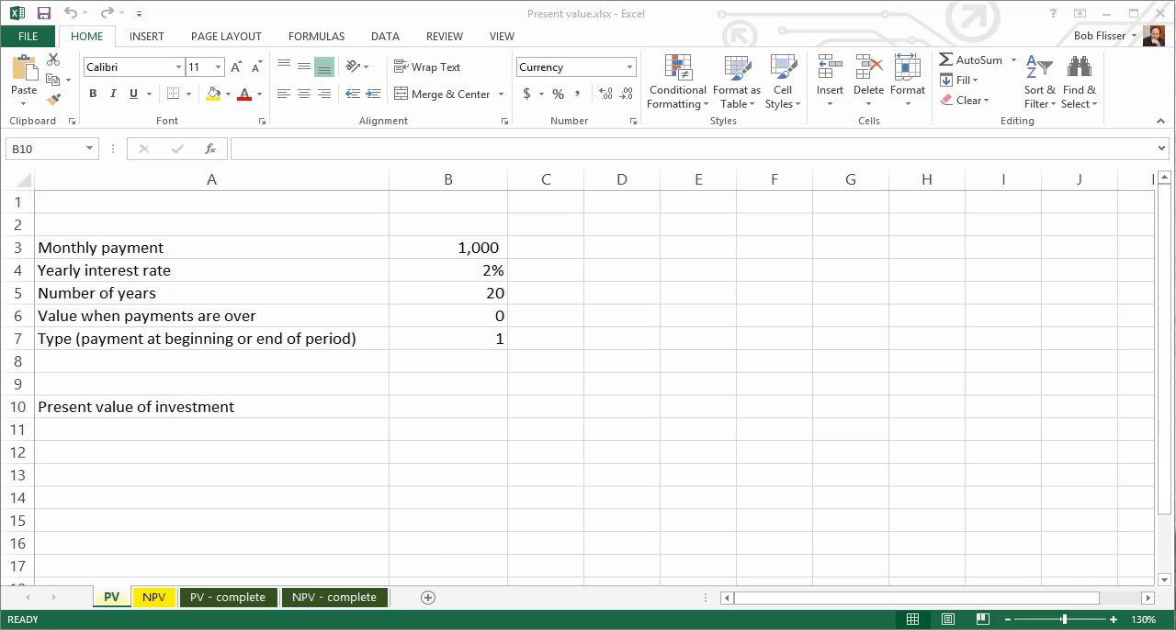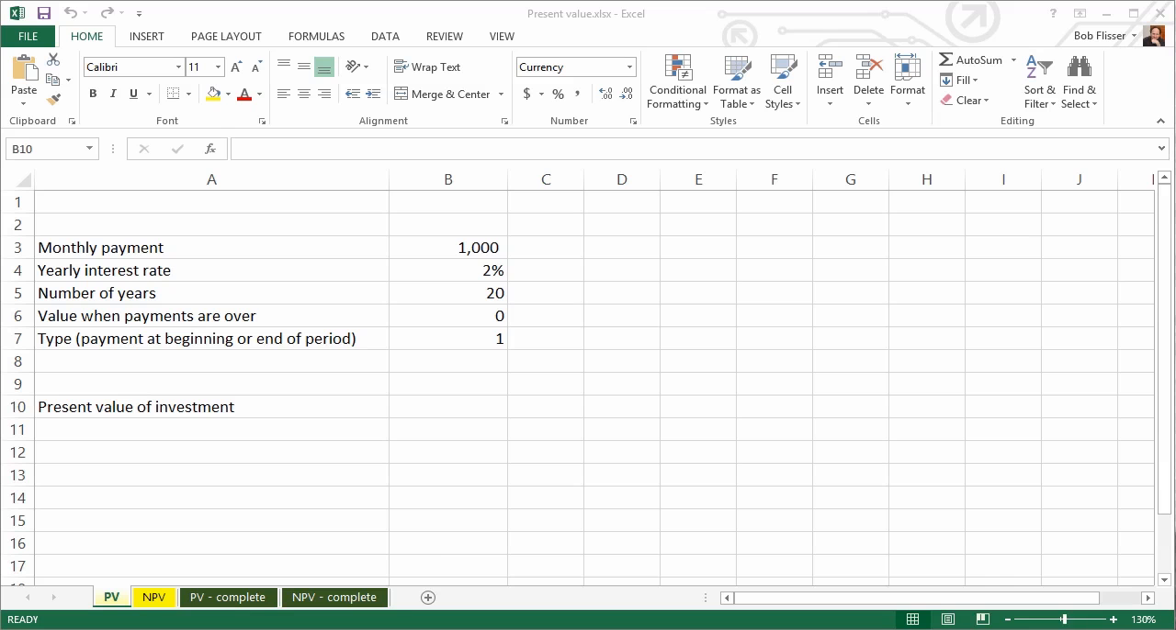If you're thinking of spending money now to receive payments in the future, maybe you'll purchase an annuity or a bond, maybe you'll make a loan, or you're even lucky enough to sell your winnings from a lottery ticket, you'll want to know what the value is today of the payments that you'll receive in the future. That's what present value is all about.